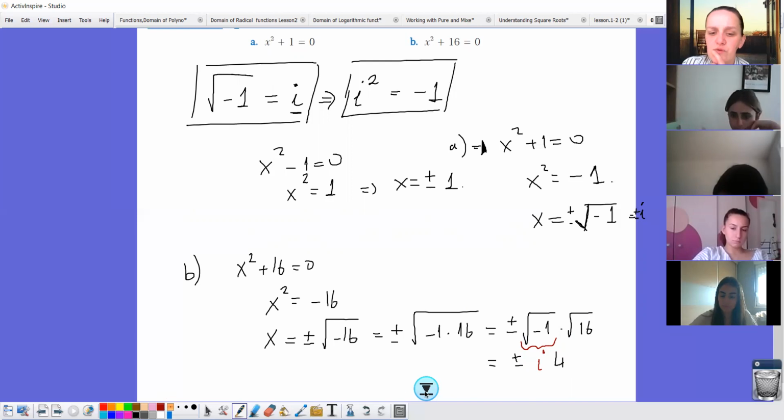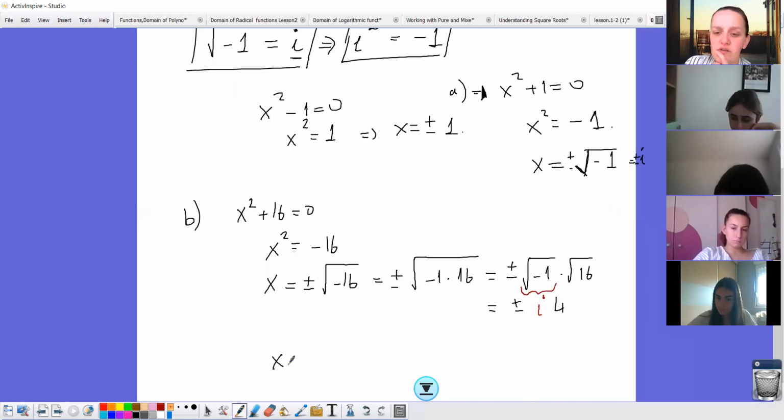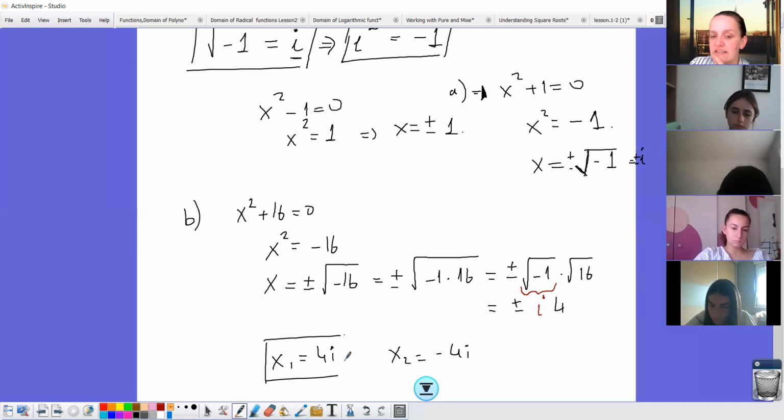So what will be our solutions? x1 will be, let's say, the positive one, 4i, and x2 will be -4i. So this is the solution in complex numbers. What are we doing here? Instead of root of -1, we are writing i, the imaginary unit. Okay, is it okay?